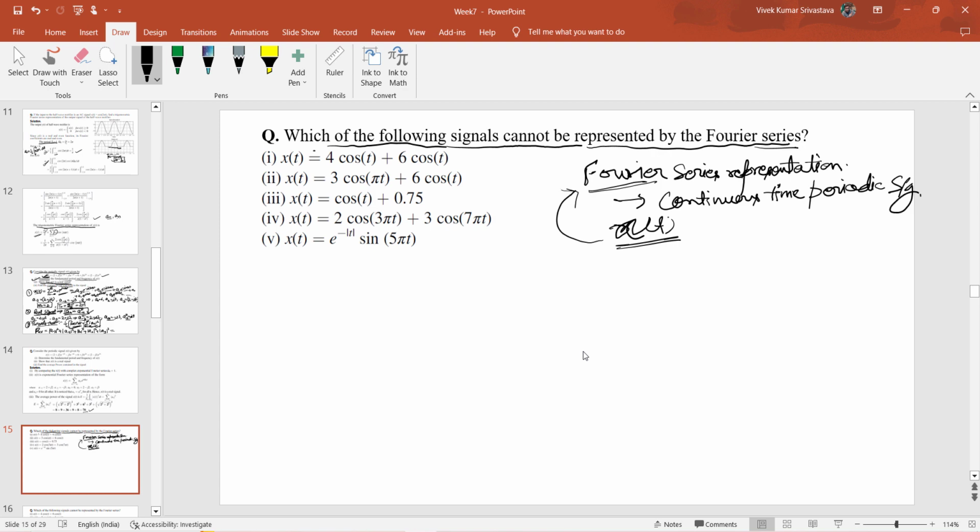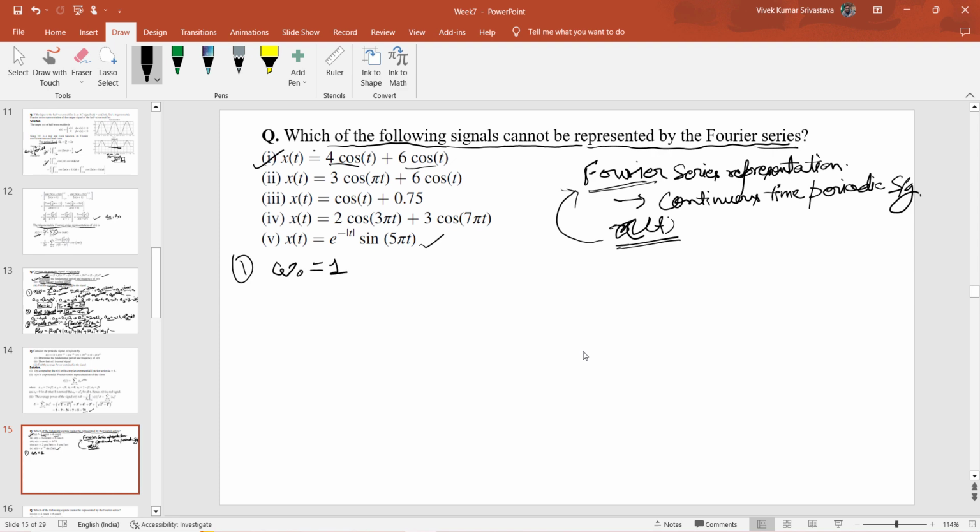Yeah, this signal is non-periodic, but apart from this, we have to check which signals are not satisfying this periodicity. Okay, so like here is the first problem, that is x of t is equal to 4 cos of t plus 6 cos of t. For these two signals, this contains the same frequency, that is omega naught is equal to 1 here.